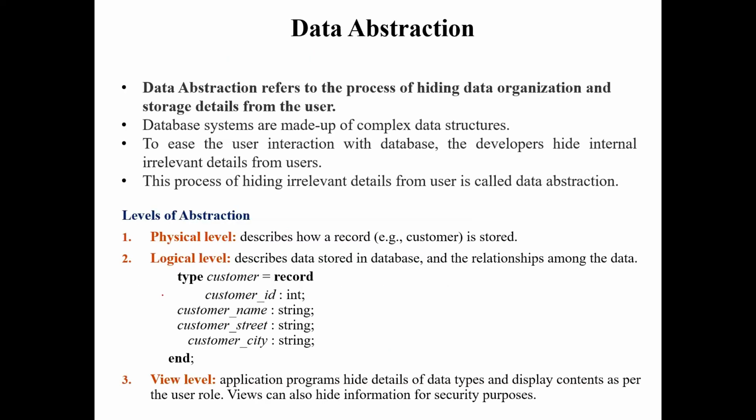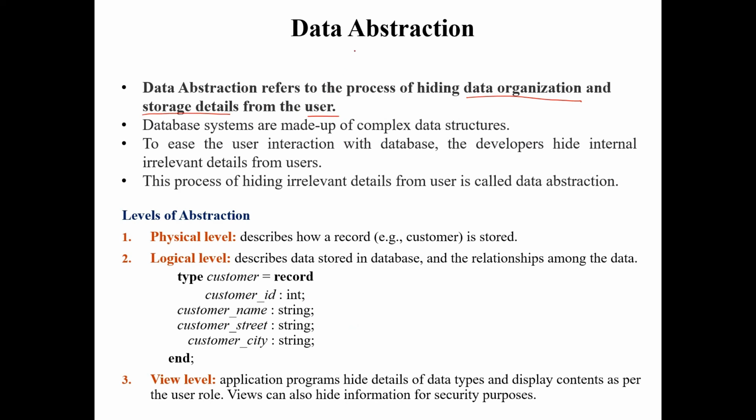What is data abstraction? Data abstraction refers to the process of hiding data organization and storage details from the user. We are hiding two things: one is data organization and the second is storage details. From whom? From the user.